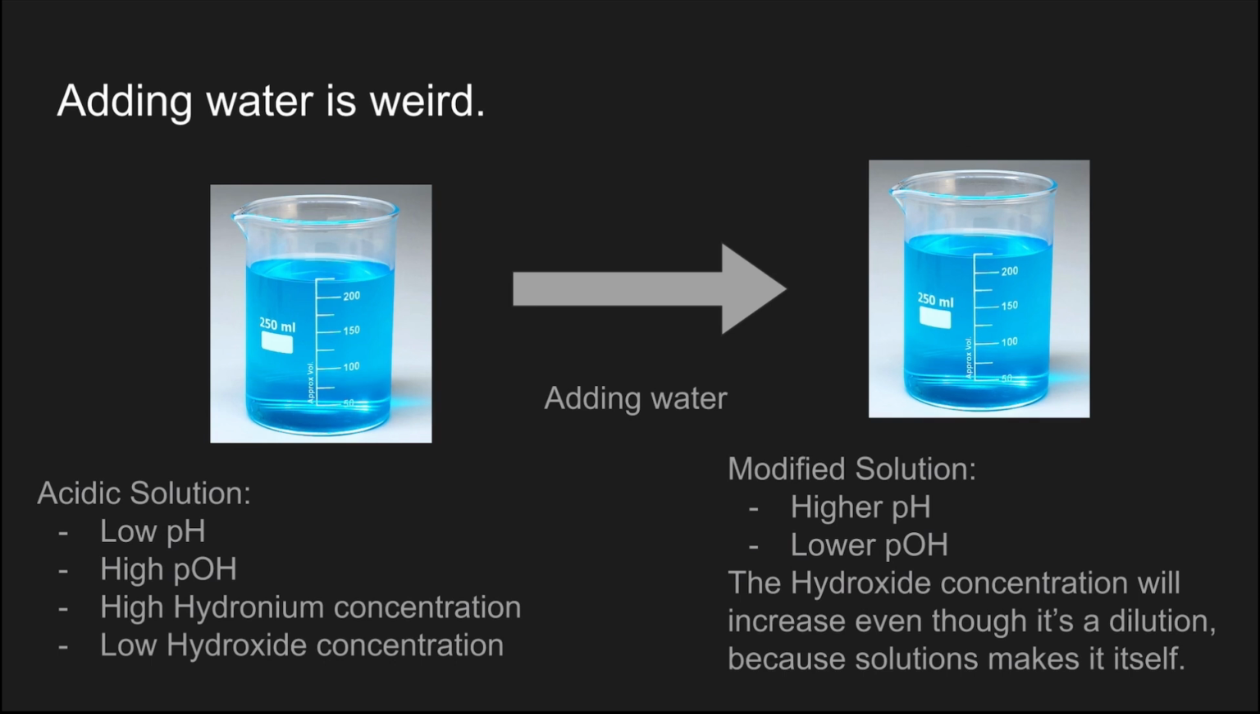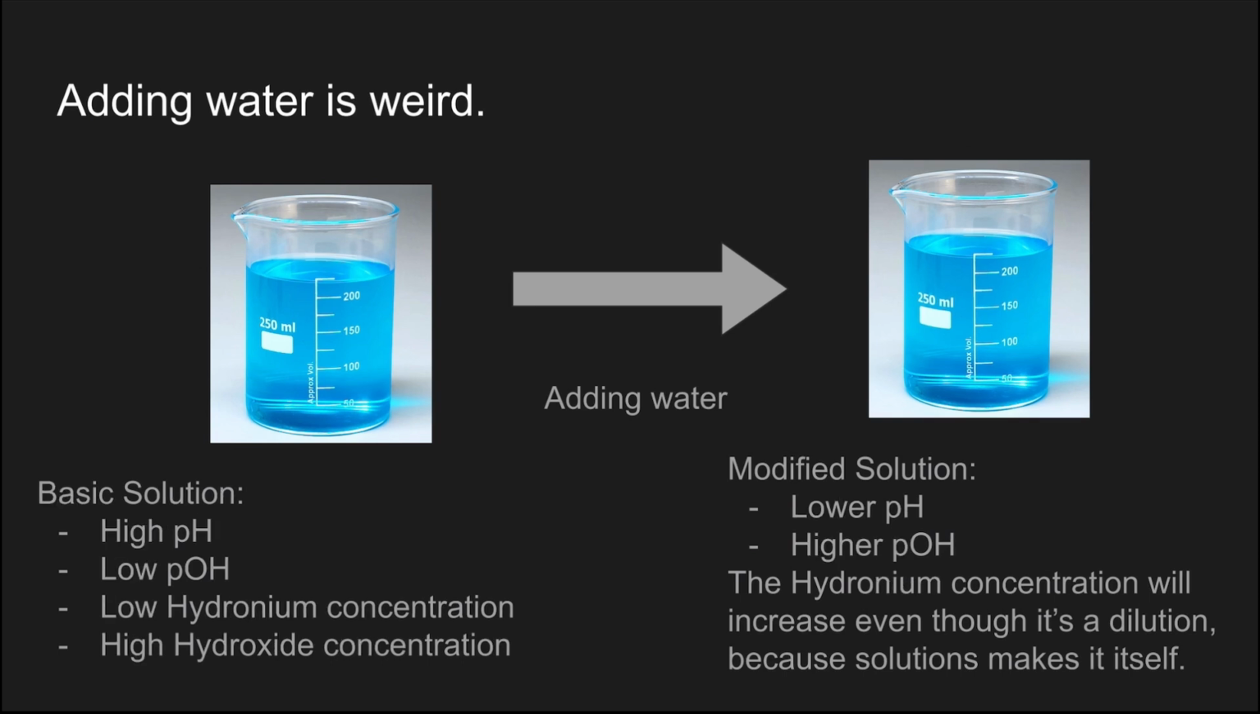The hydroxide concentration will also increase because even though it's a dilution, the solution itself makes more hydroxide ions from itself. And yes, because it's a dilution, the hydronium concentration will also go down because that's how dilutions work. The same thing will happen with basic solutions, just with inversed values.